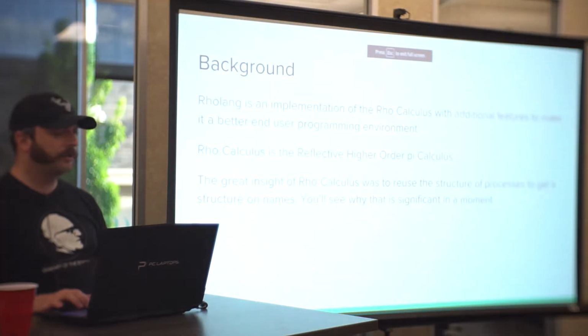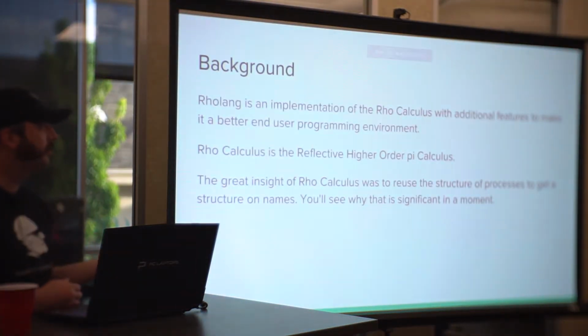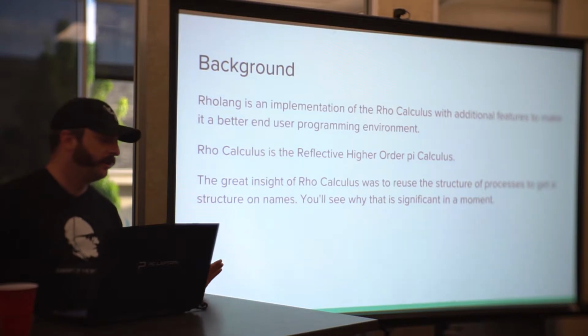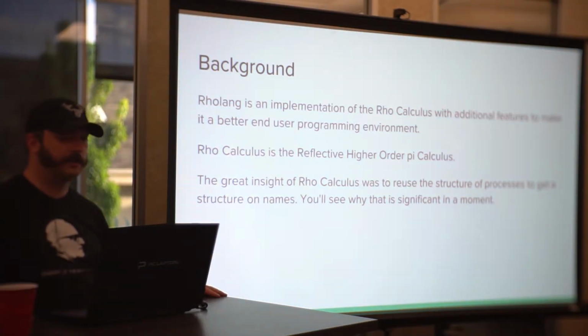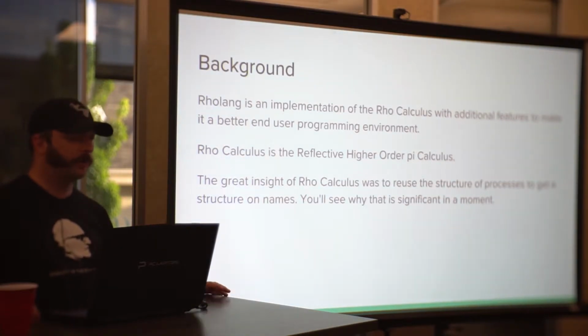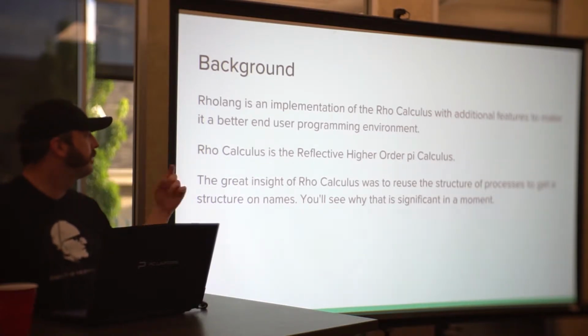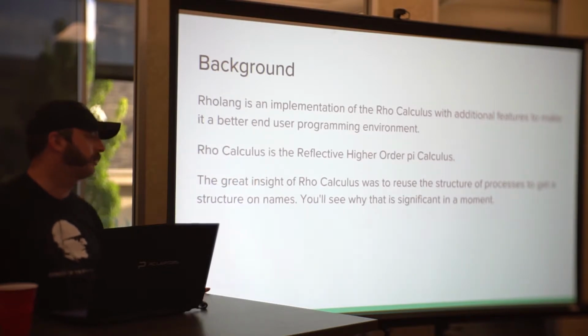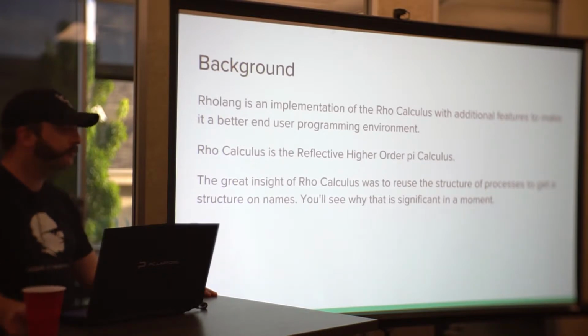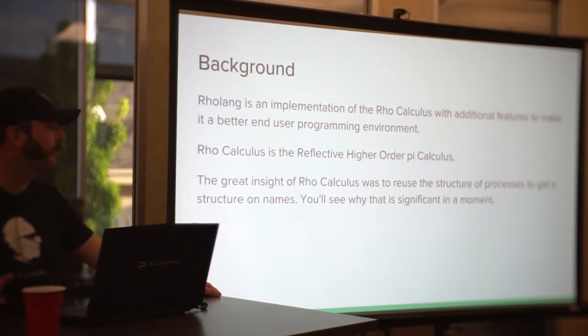Okay, so some background. Rholang is an implementation of the rho calculus, just like you might call Haskell or ML an implementation of the lambda calculus, and it's got additional features to make it better for end-user programming. So the rho calculus, the rho is actually an acronym. It stands for reflective higher-order pi calculus. And those are kinds of mathematical models of parallel programming that have been around for a long time.